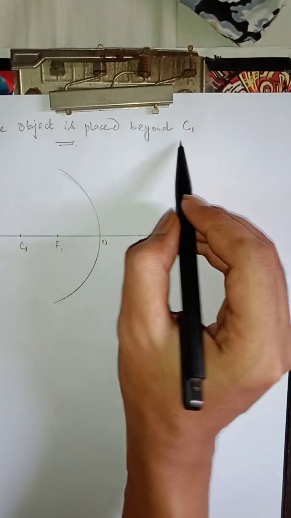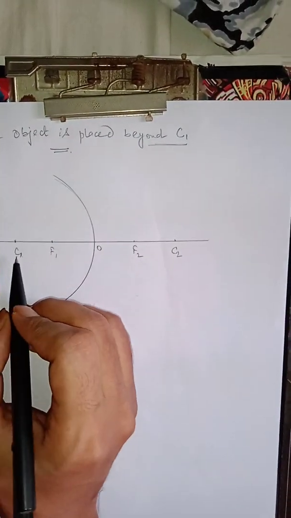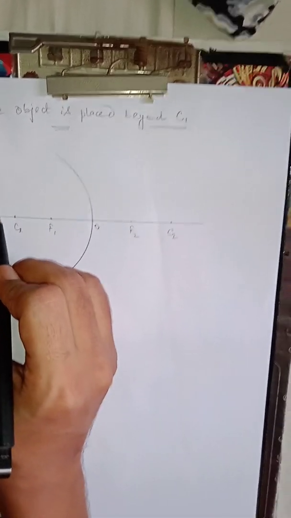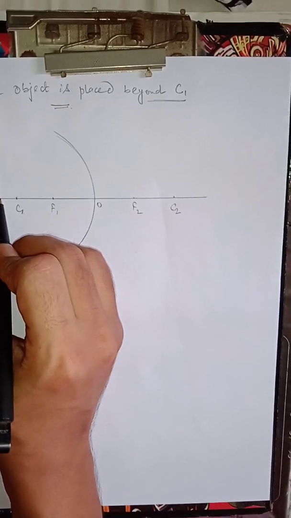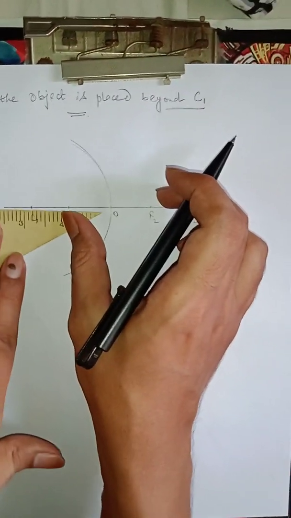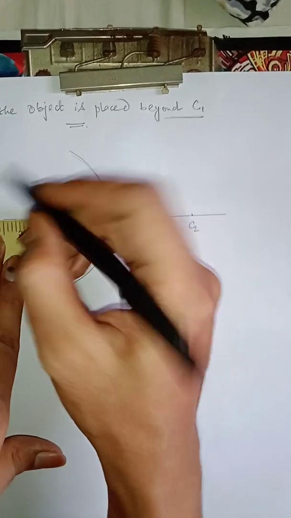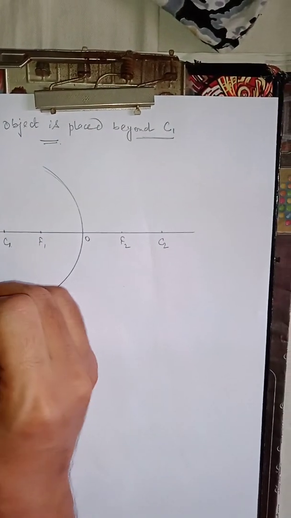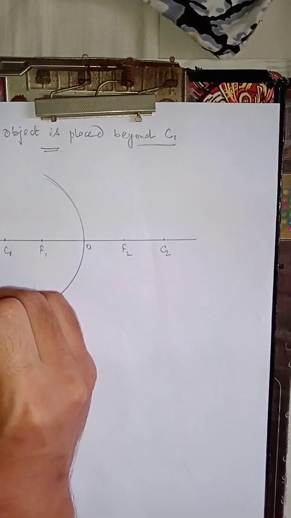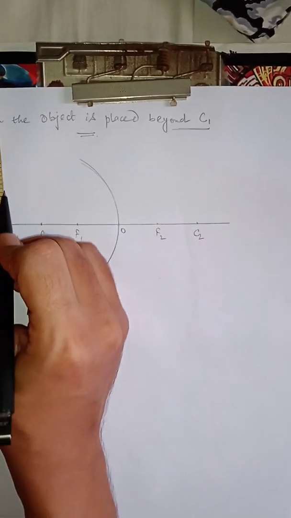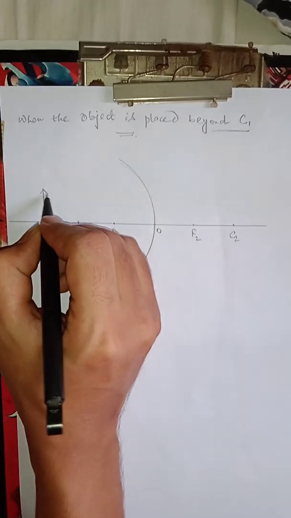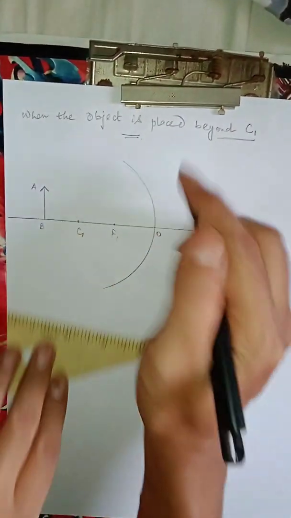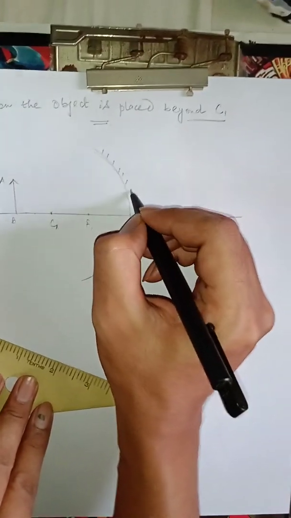Now the object is placed beyond c1. So beyond c1 means let the object be here in this position. I am extending the line a bit more. Now if this be the object, say AB, then of course this is the dark side or the back side of the mirror.